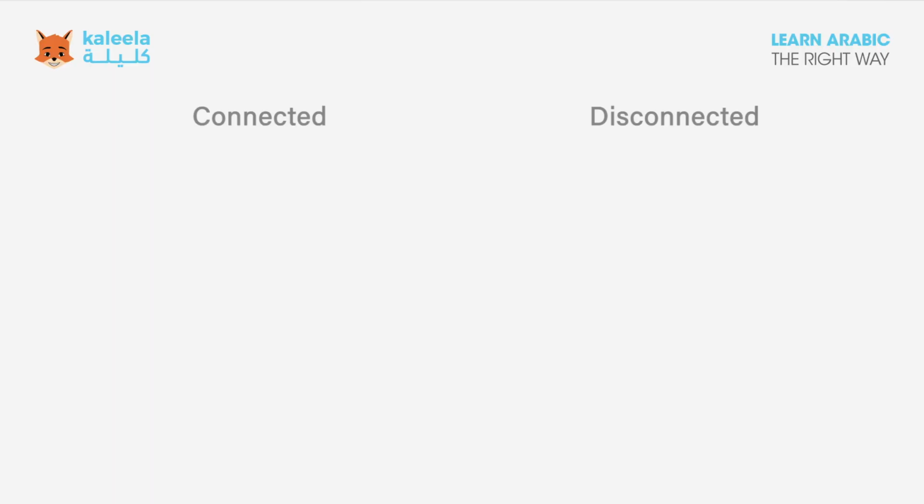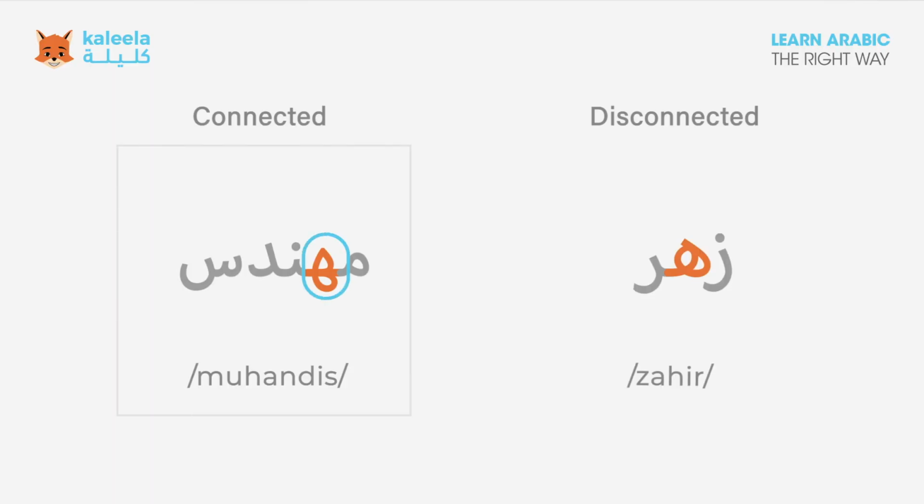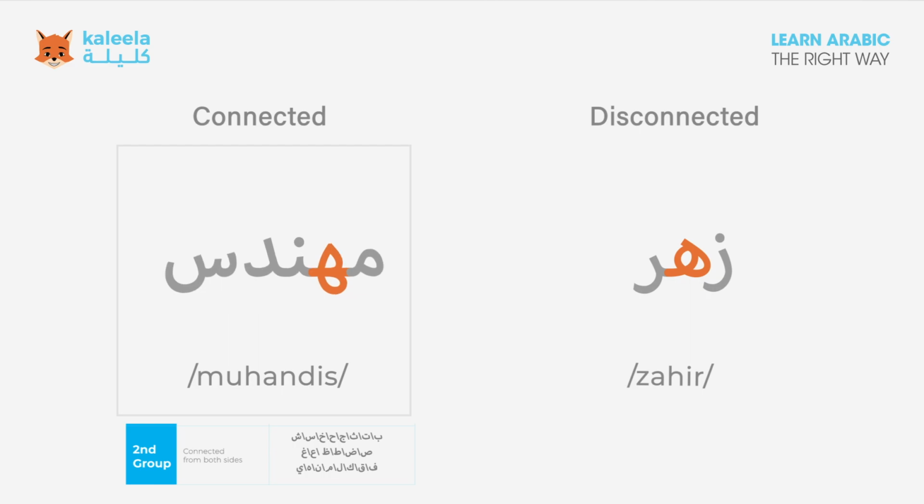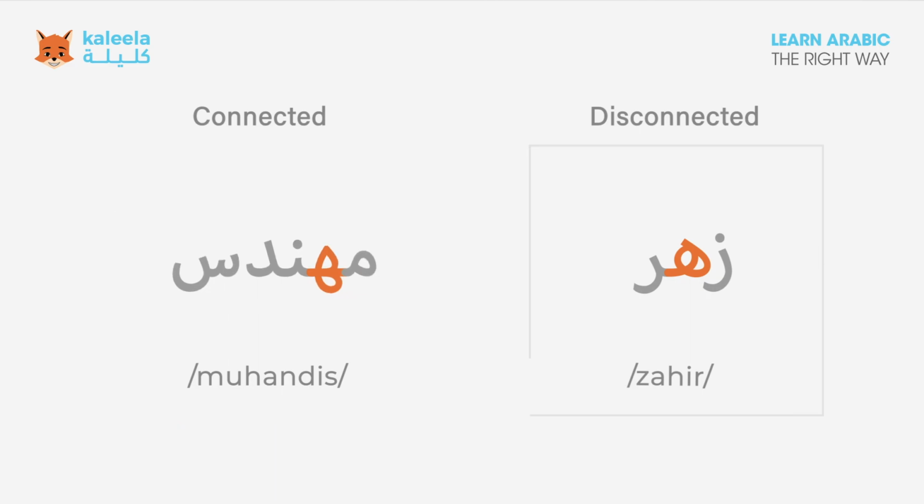After knowing all the shapes of the letter Ha, why is it connected in some cases and disconnected in others? We conclude that the letter Ha can be connected from the right when it's preceded by letters from the second group, as in muhandis. Mim falls in the second group. It comes disconnected from the right when it's preceded by letters from the first group, as in zahr. Zain falls in the first group.